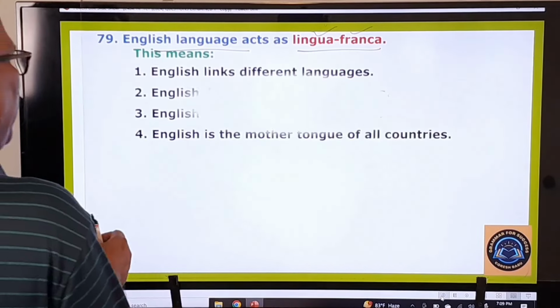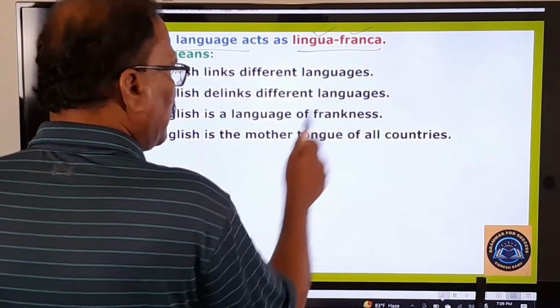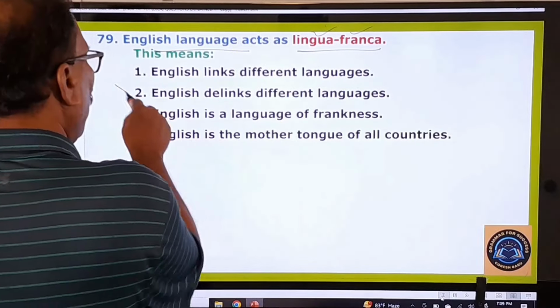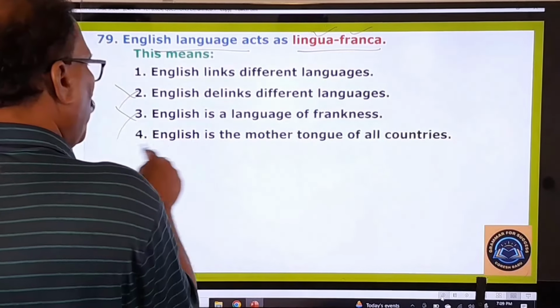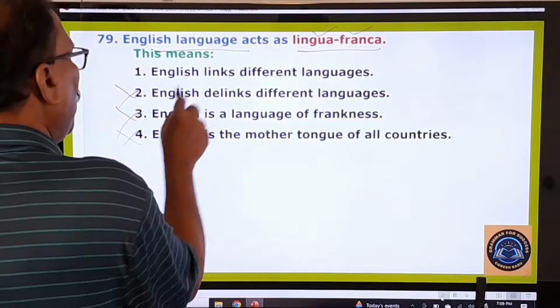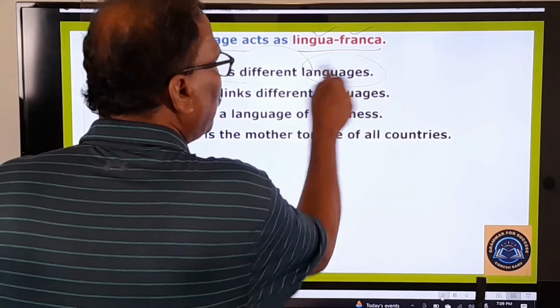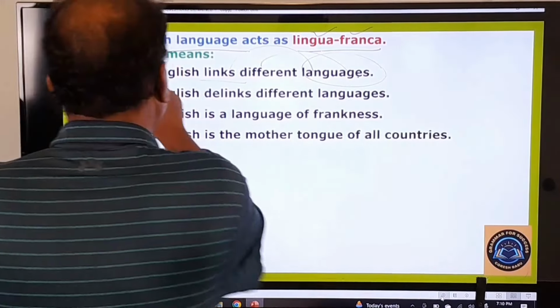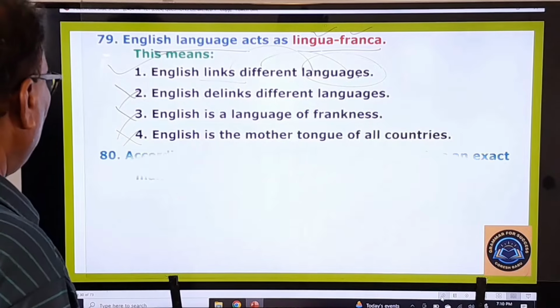So here, this means English links different languages. English dealings, no. English is a language of frankness, no. English is the mother tongue of all countries, no. English links all different languages. The very first one is the right one, right? You move on to the next one.